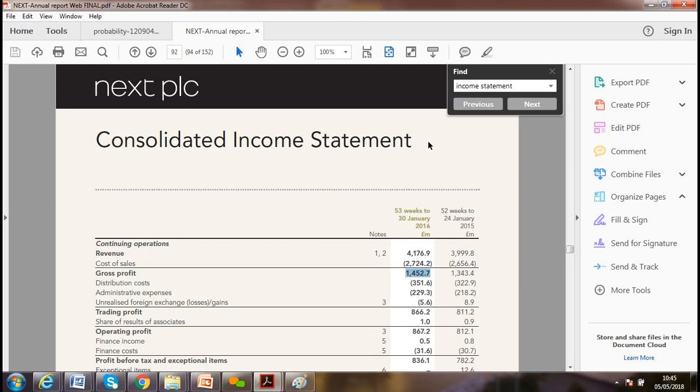0.34779 times 100, that's 34.77. So 34% is our gross profit. Every pound's worth of things we are selling, we are earning 34 pence profit on it. Yes, gross profit, not net profit.